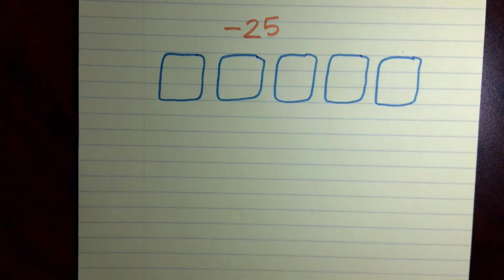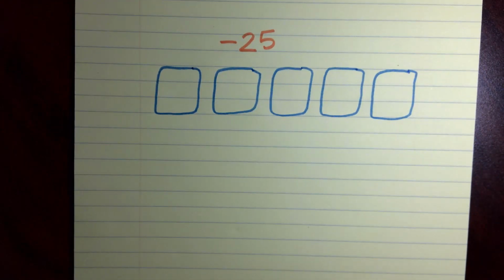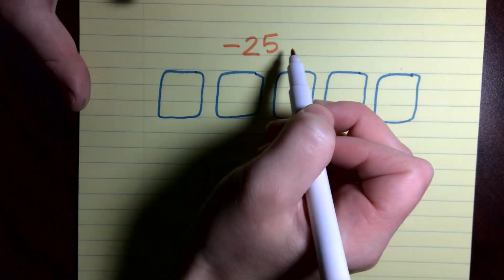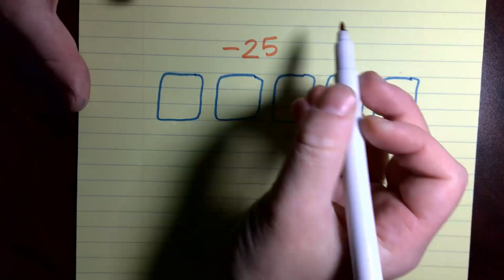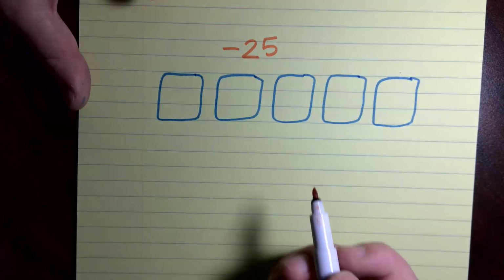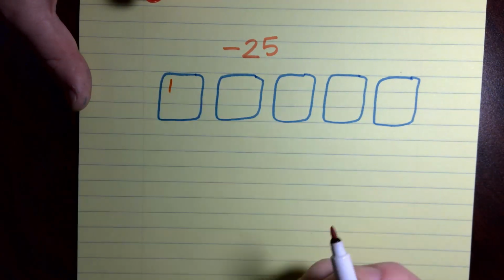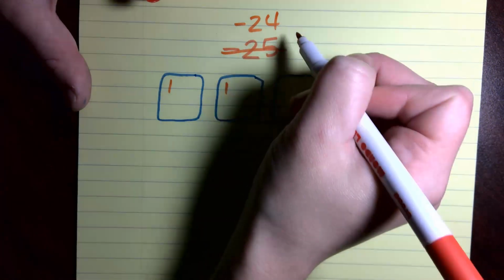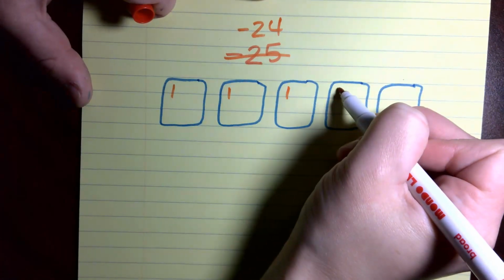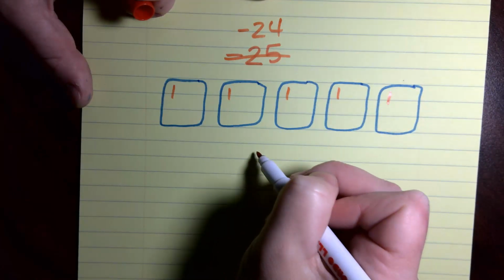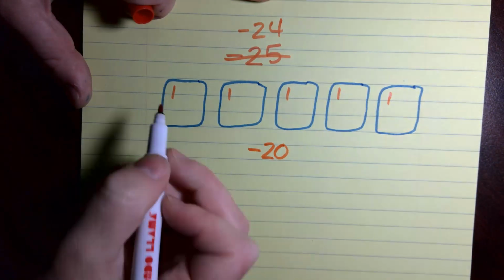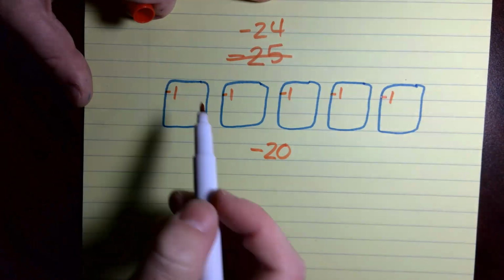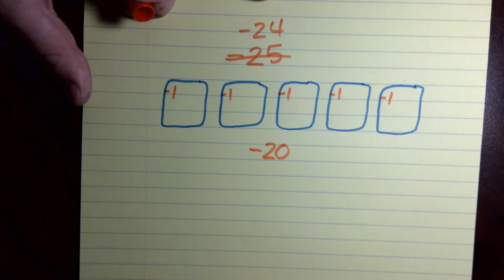So what I'm going to do is start by taking away -1 each time and equally putting it into each spot. I'm going to start with -25. I'm going to put one of those here, and now I've got -24, -23, -22, -21, -20. So what I did is I put -1 in each box, and now I've got -20 left.